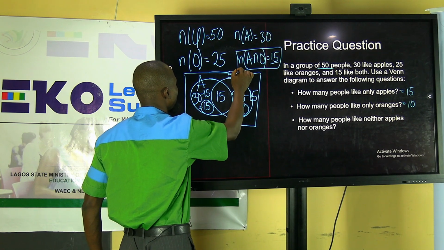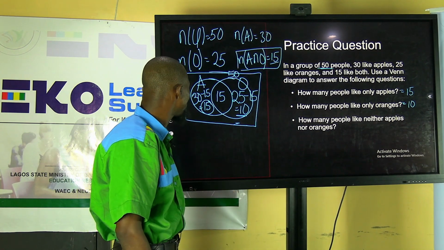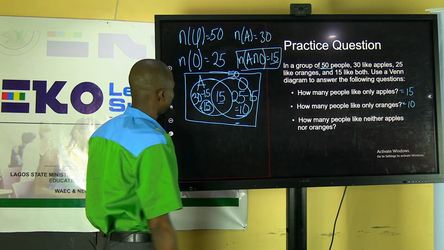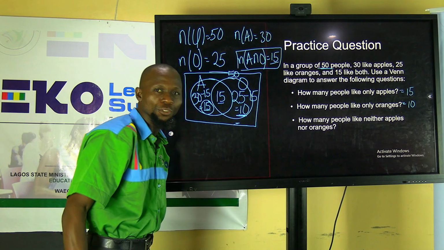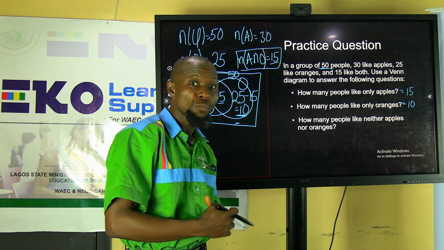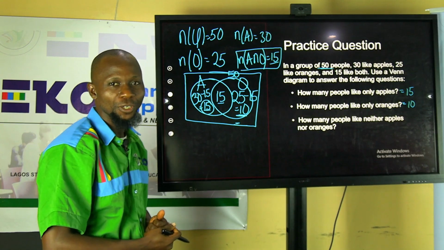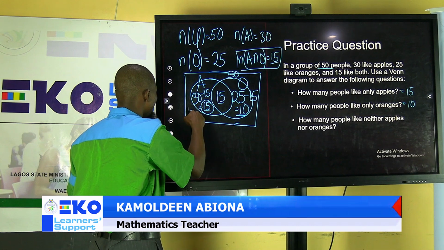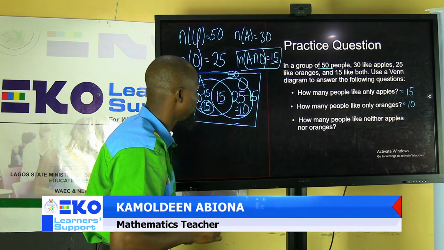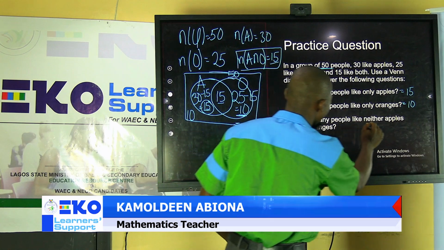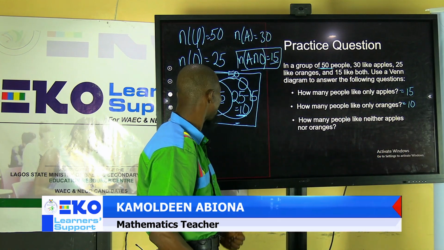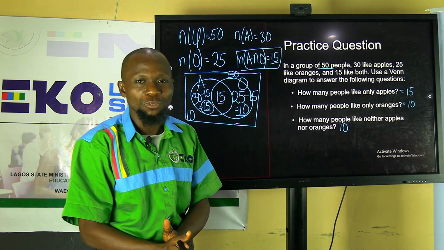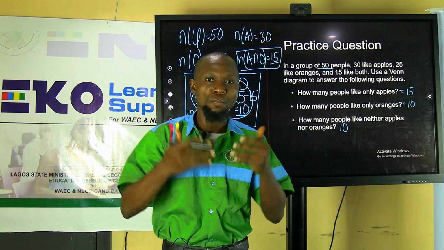50. Everything inside this box must give us 50. Let's add up and see whether they are up to 50. This is 15 plus 15. That's 30 plus 10. That's 40. So it means we have 10 people missing. So they must be outside the circles. You can write them here or here, anywhere outside the circles. So how many people like neither apples nor oranges? That's 10. Yes. I hope with this, you should be able to practice more.